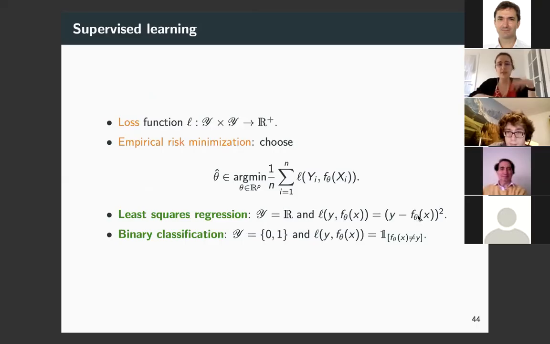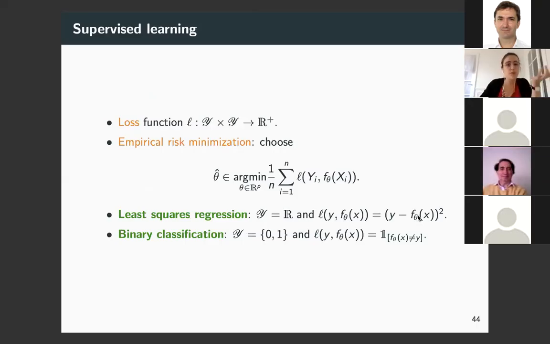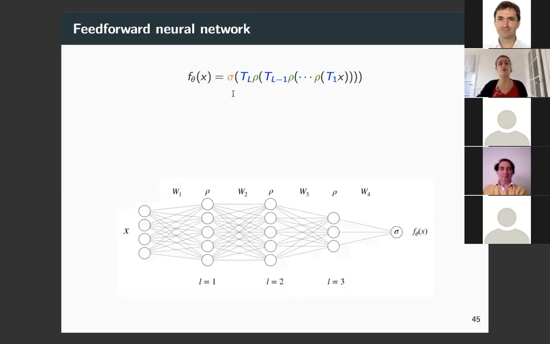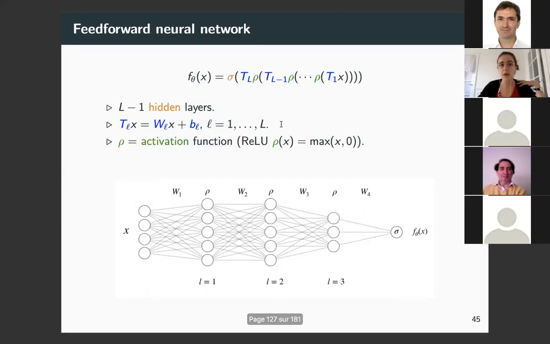Okay, so this was, really quickly, the principle of empirical risk minimization in supervised learning. An example: what is f theta? If you have a neural network, f theta is just equal to this kind of function. You have the composition of L functions, where L is what we call the number of layers. Each T_L is just an affine function, and rho is a nonlinear function, for example the max between its argument and 0.